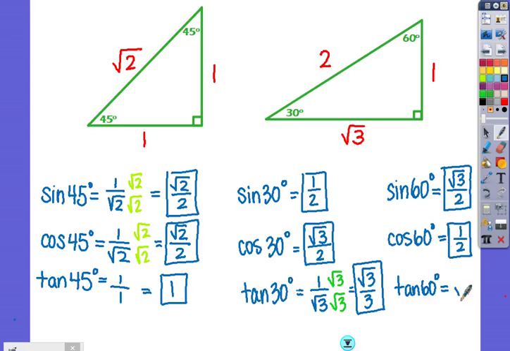Tangent, square root of 3 over 1. So just square root of 3. So 9 things you could memorize or come up with quickly. I don't care which one you do.